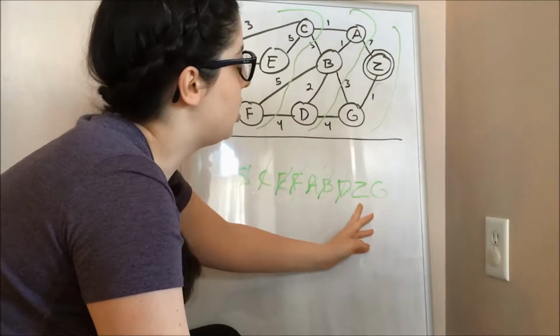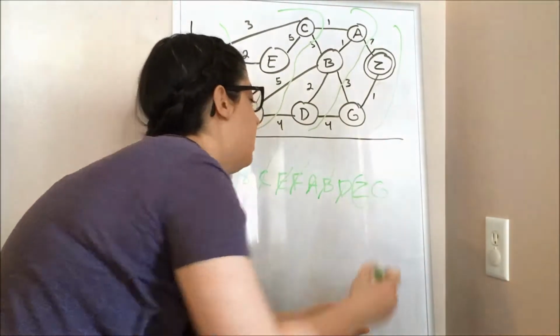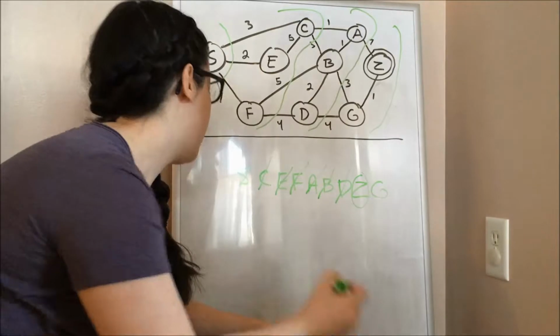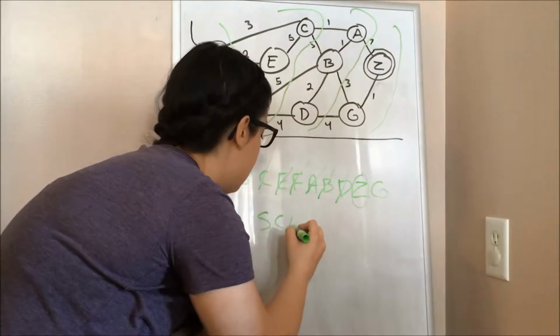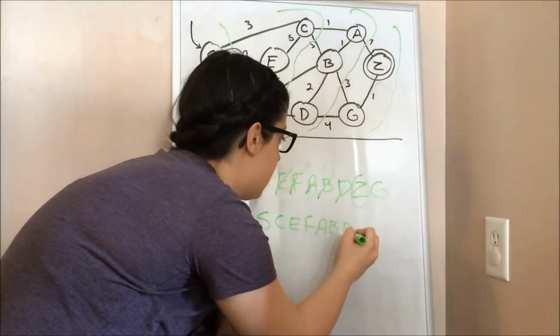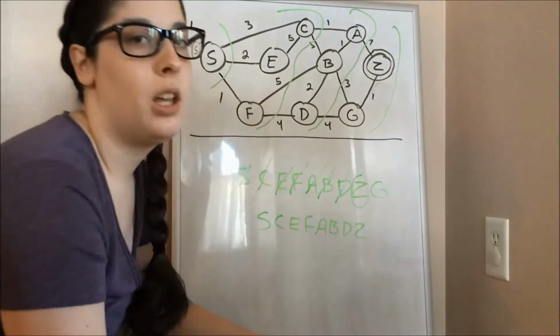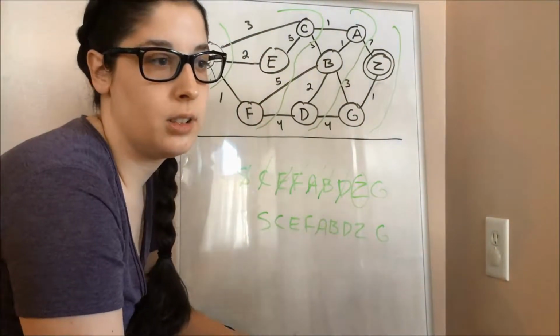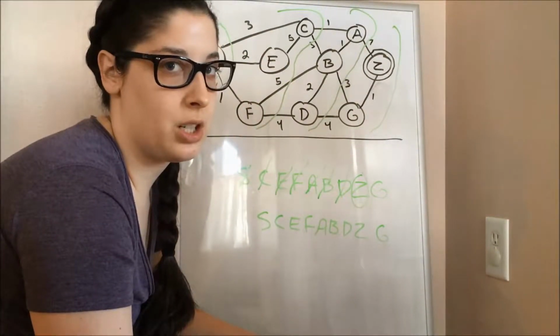And then we get to Z, we check to see if Z is the goal, and it is, so we stop. So you got full credit if you listed out S, C, E, F, A, B, D, Z, and then you also got full credit if you added the G. So that's the breadth first search.